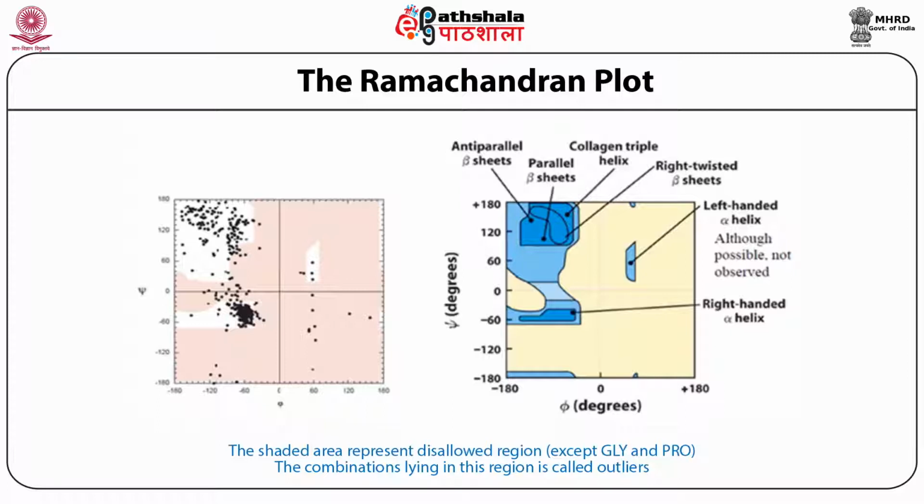Other than glycine and proline, for whatever amino acid, in whatever structure, in whatever way you solve the structure, the phi psi combination should fall within these allowed regions. The combinations lying in the shaded, disallowed region, when there are some spots which fall in this region, are called outliers.